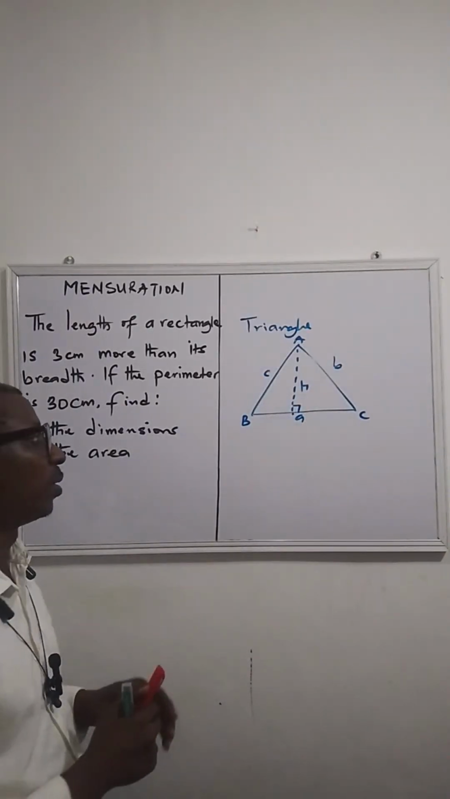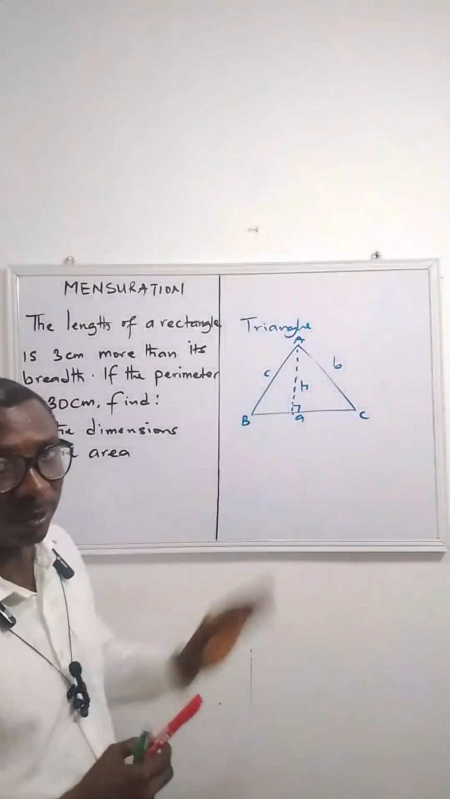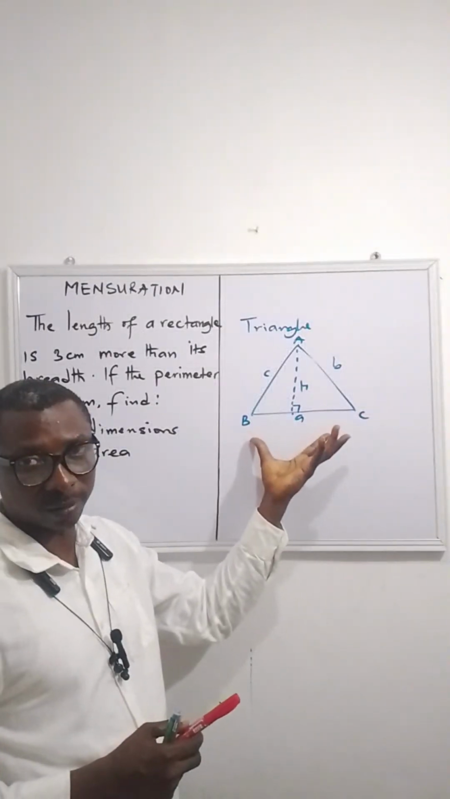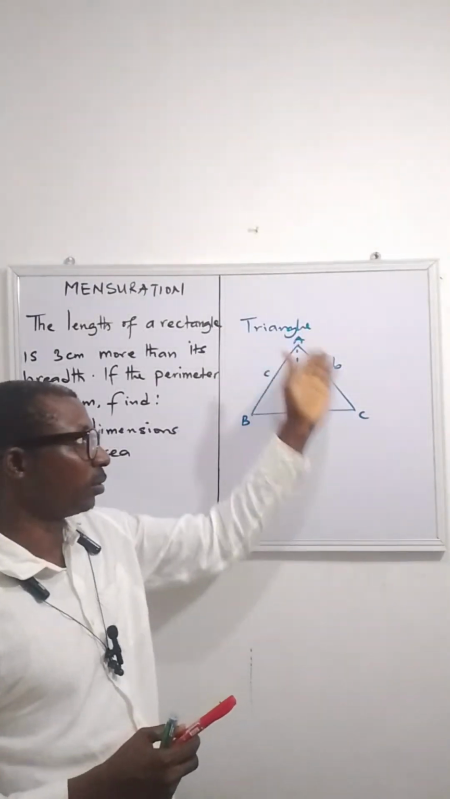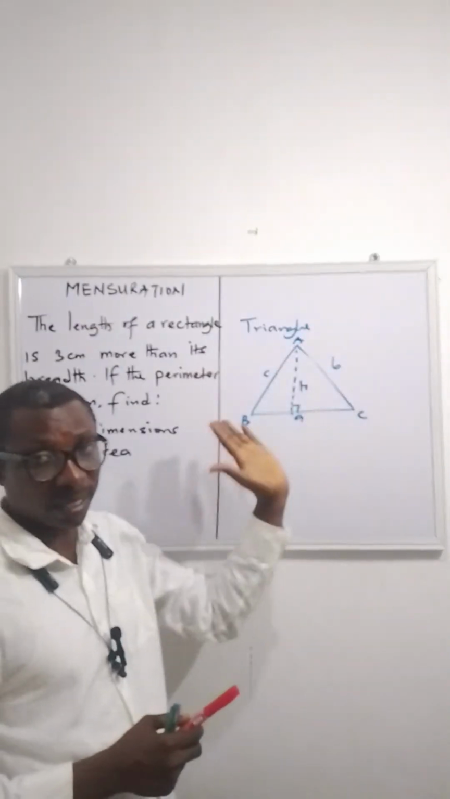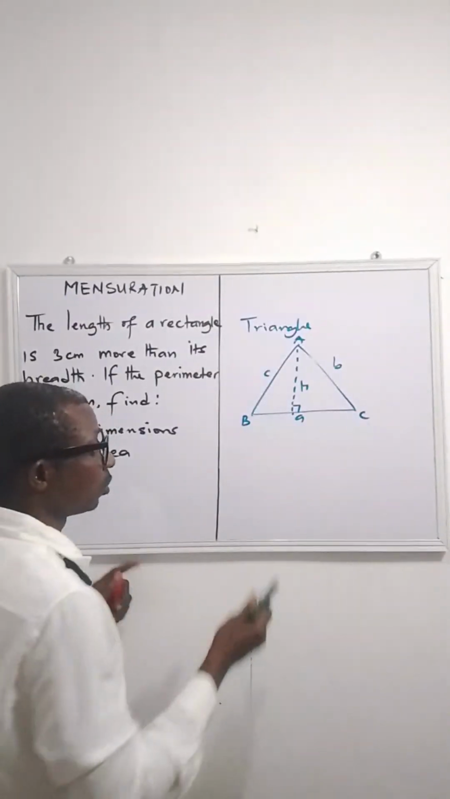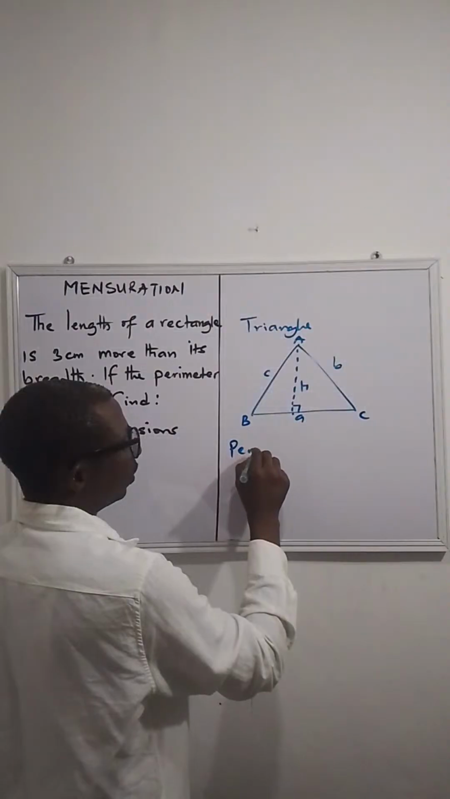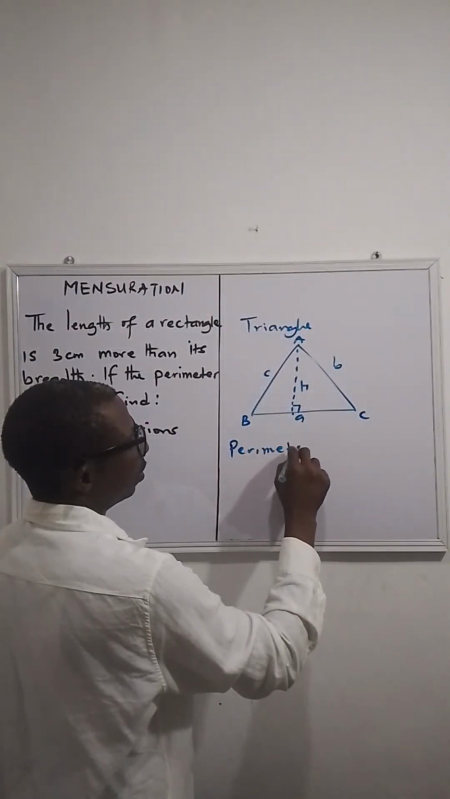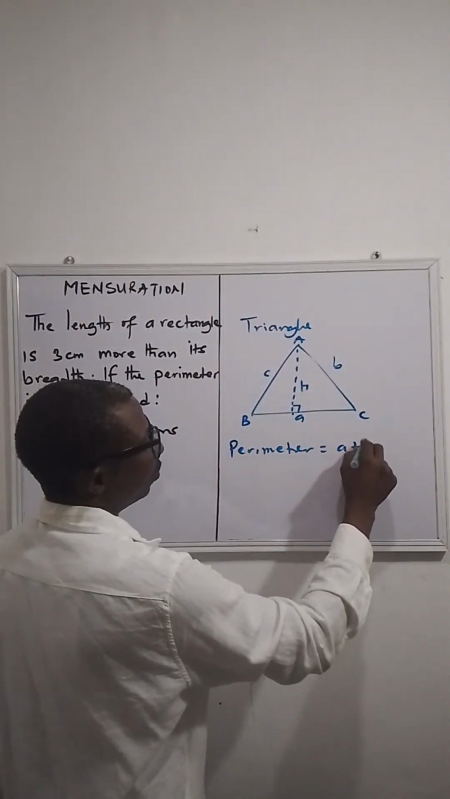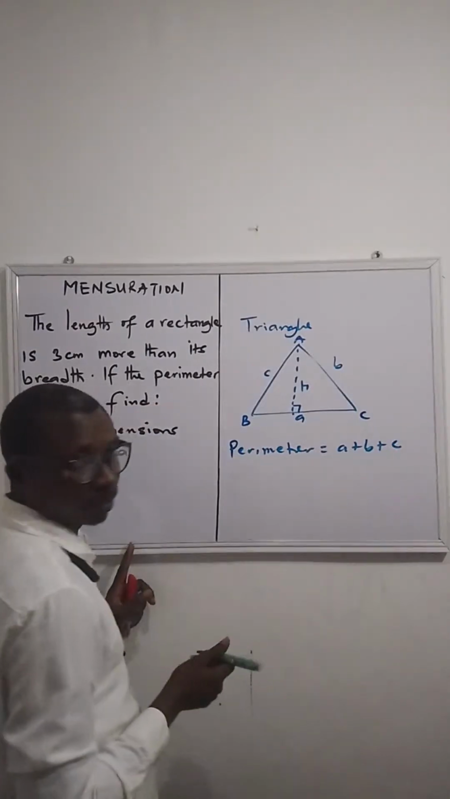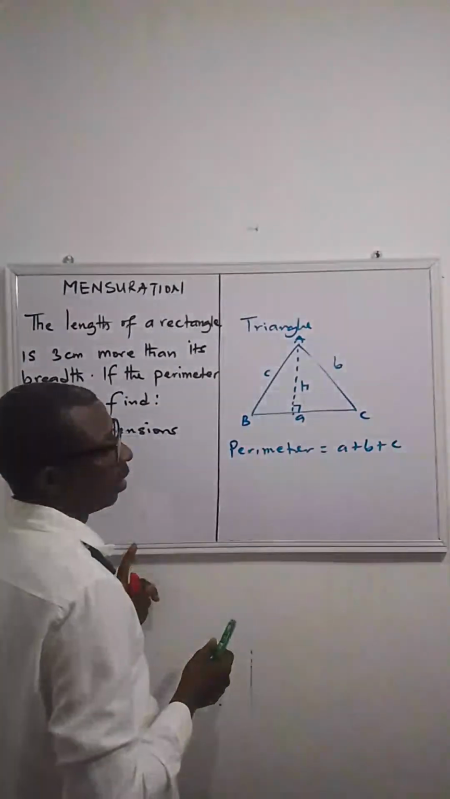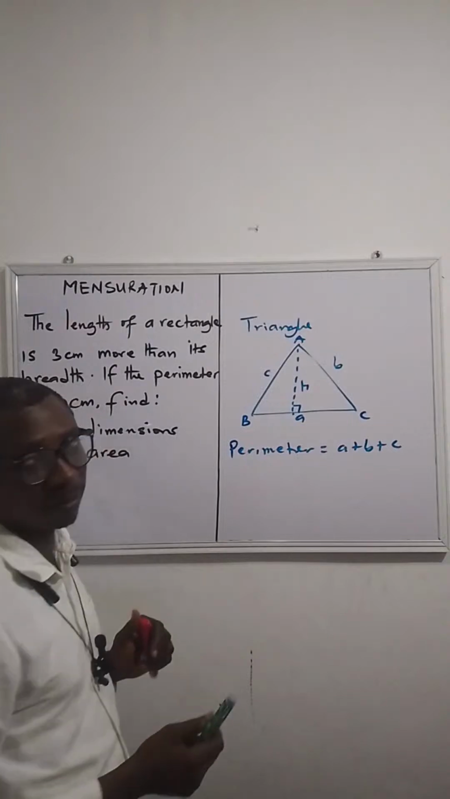Okay, so now we can get the perimeter of this triangle. So what's the perimeter? You add the sides together, just like we did in the rectangle. So that means the perimeter of a triangle equals A plus B plus C.